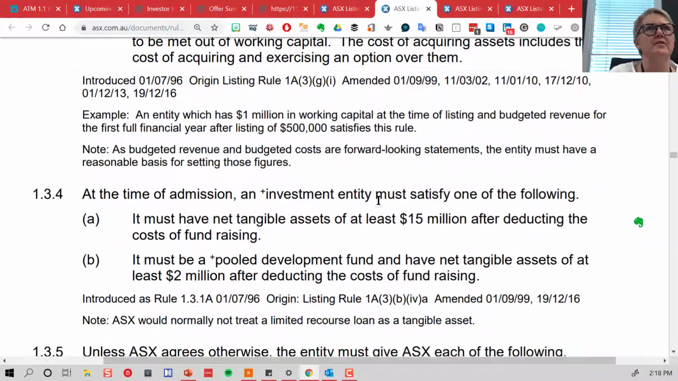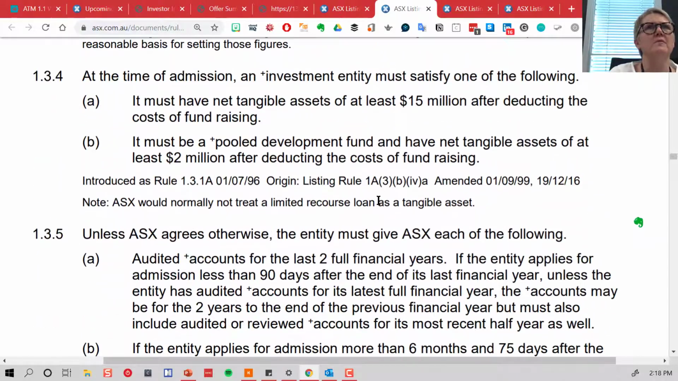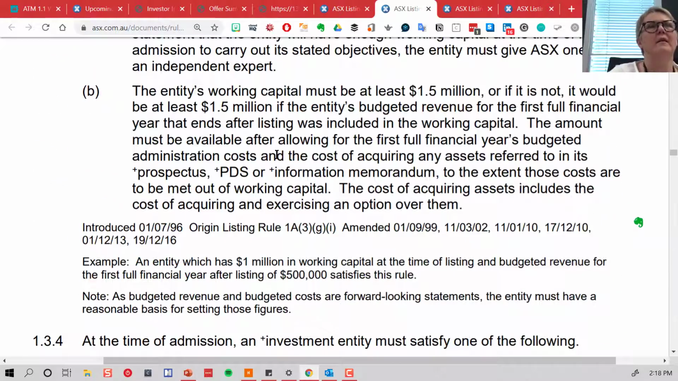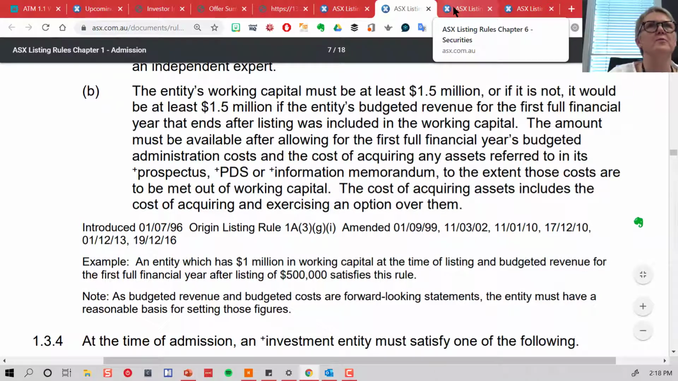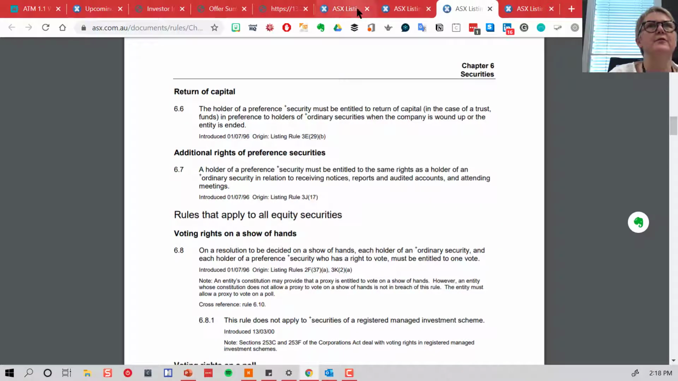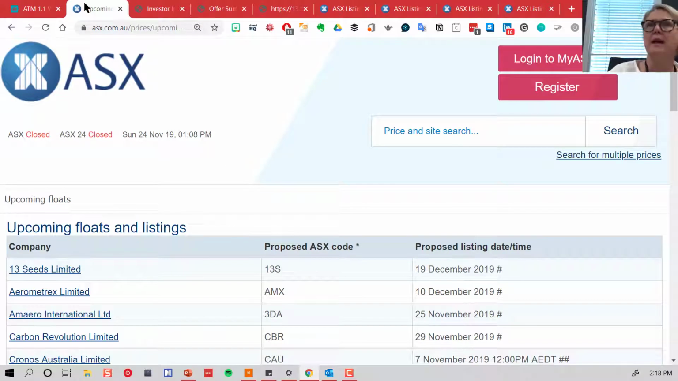Working capital rules, etc. Sorry, I don't want to go on for too long. We basically repeat them, so I won't work through the way that it works. What I want to do now is give you a look at what this looks like. One of the tasks, from memory, that we're going to do now is have a look on the ASX website.